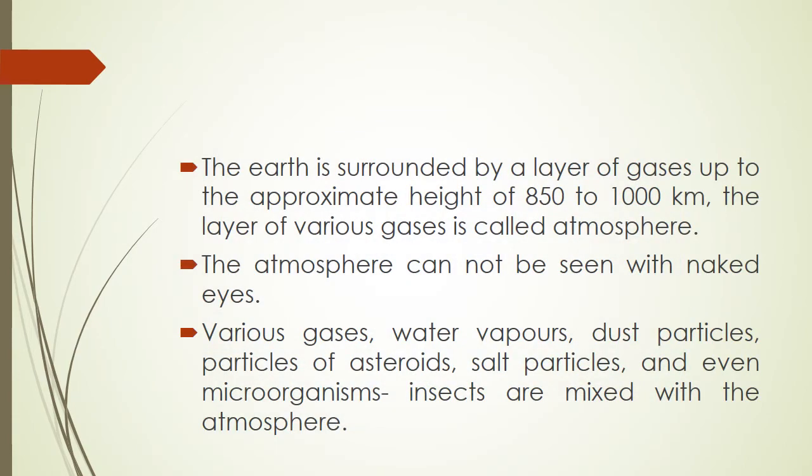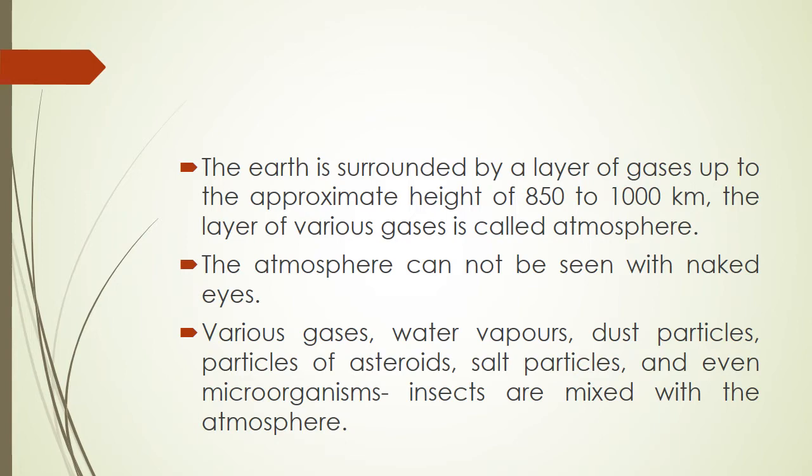The Earth is surrounded by a layer of gases up to the approximate height of 850 to 1000 km. The layer of various gases is called atmosphere. So, the layer which we just saw from the space, we know that that layer is surrounding the Earth and it is made up of gases with the approximate height of 850 to 1000 kilometers. And this layer of gases is called atmosphere. The atmosphere cannot be seen with naked eyes.